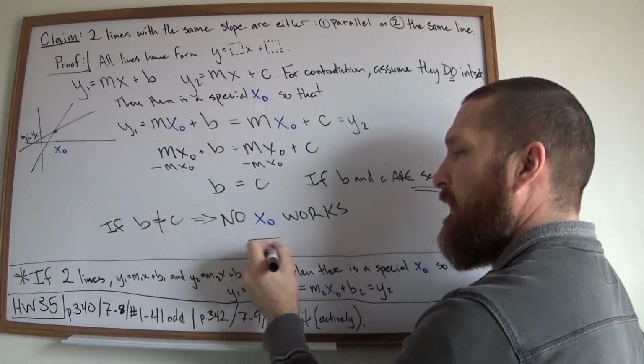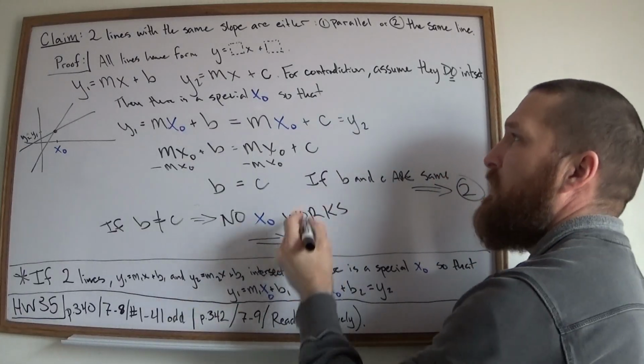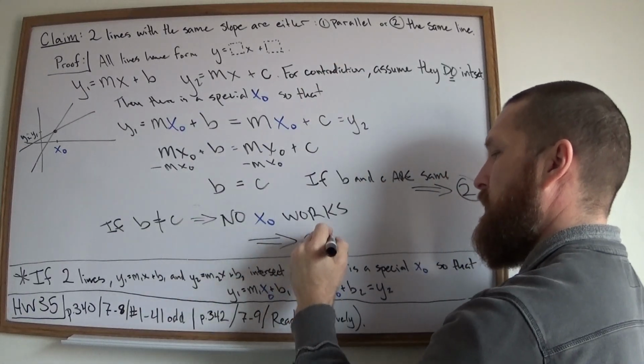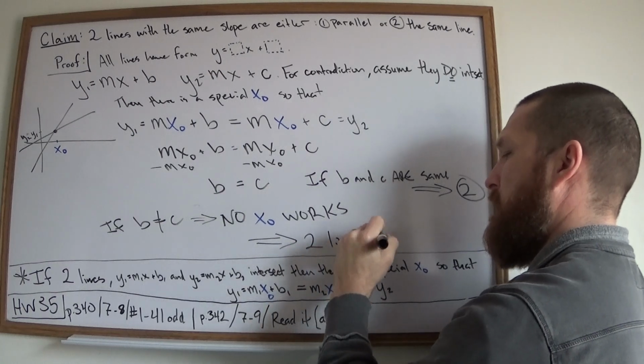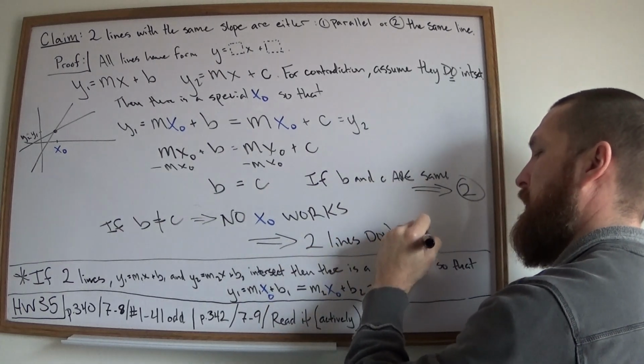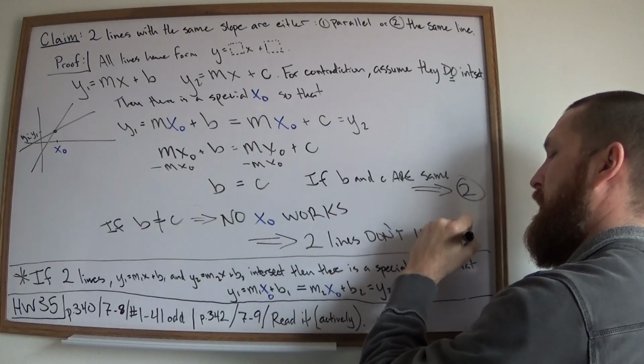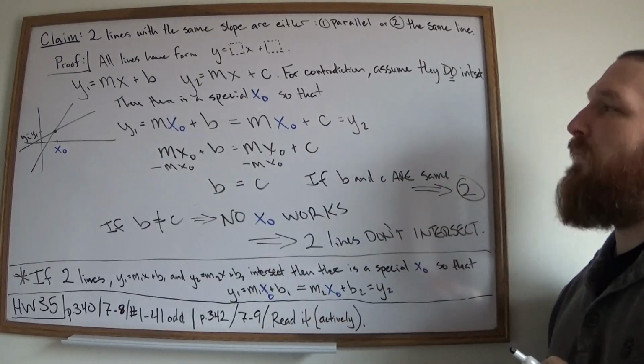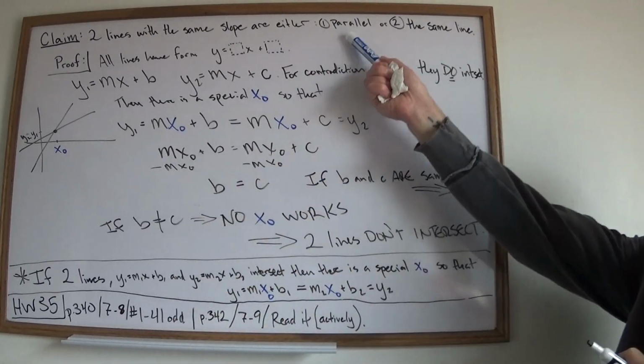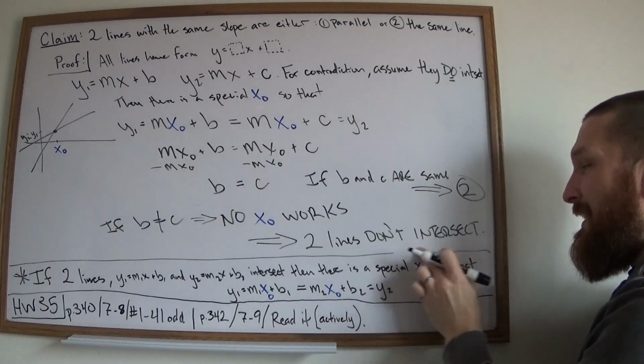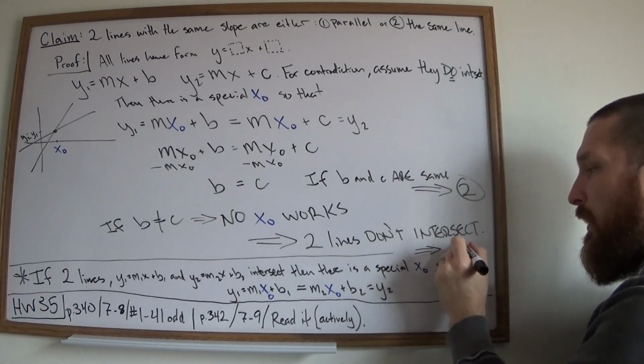So we must conclude that the two lines don't intersect. If the two lines don't intersect, then they're parallel. That's what it means. So this implies, therefore, it must be 1.